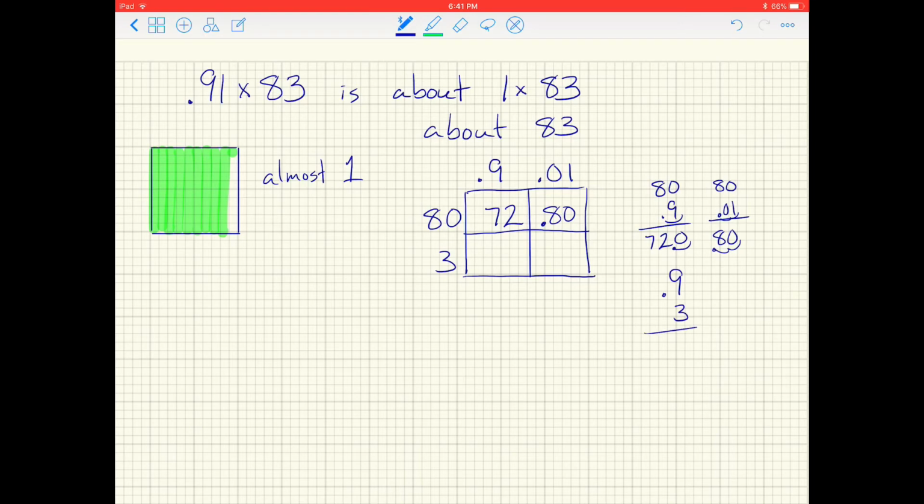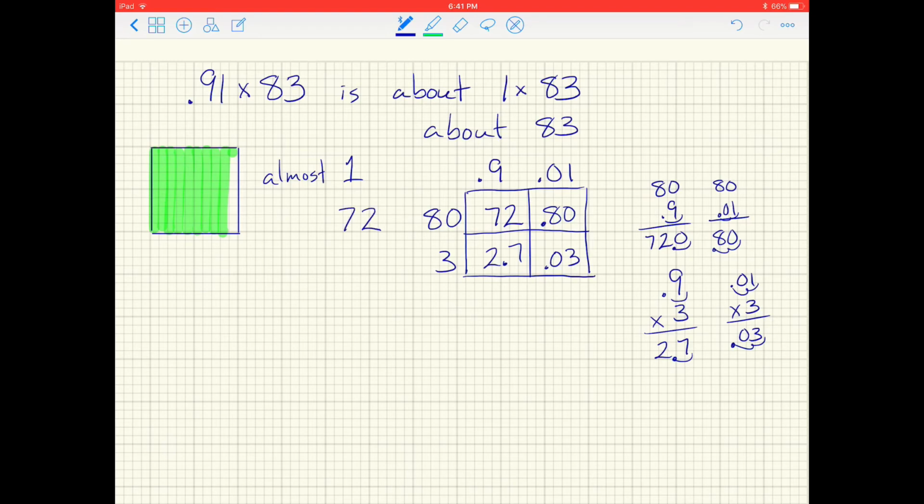9 tenths times 3. 9 times 3 is 27. 2 and 7 tenths. And last one, 3 times a hundredth, that's going to be 3 hundredths, right? 3 pennies times 3 is 3 cents. Okay, I'll get that in the box, and then I'll add it all up.